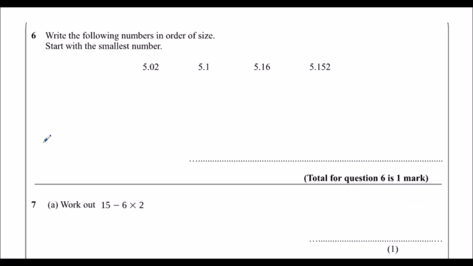Question 6. Write the following numbers in order of size. Start with the smallest number. So I'm going to add some zeros on, so they've all got the same number of decimal places. And so they've all got a 5 in the ones column. In the tenths, 3 of them have got a 1, but this one's got a 0. So this must be the smallest.